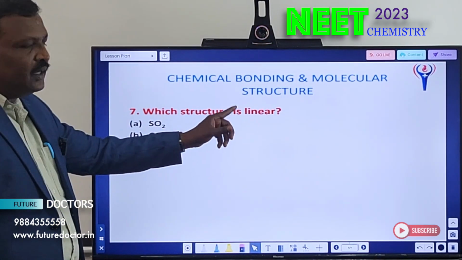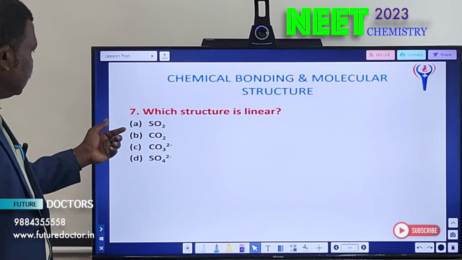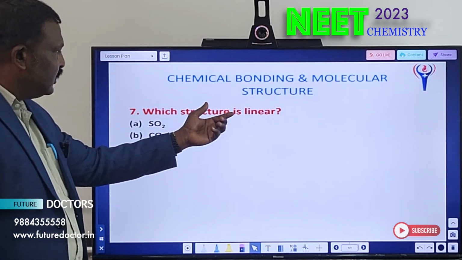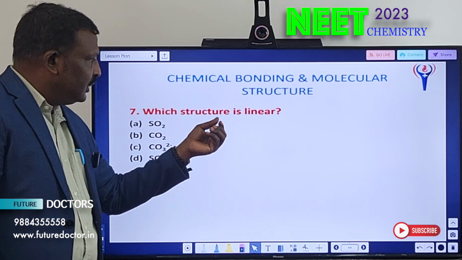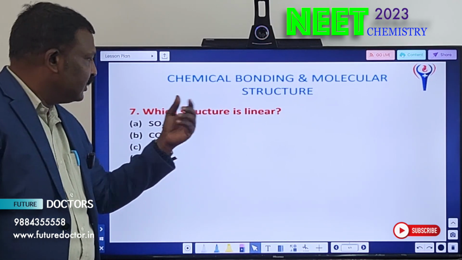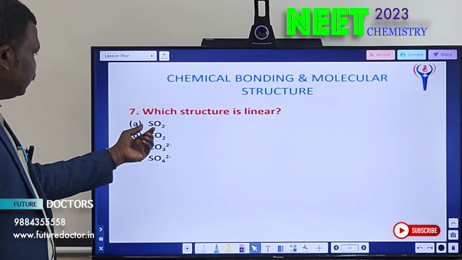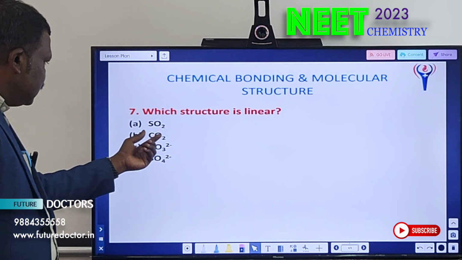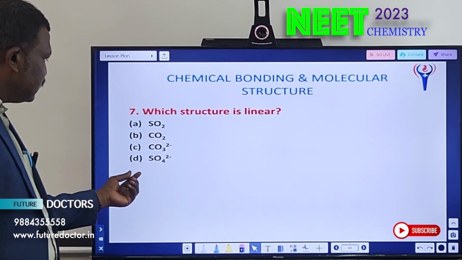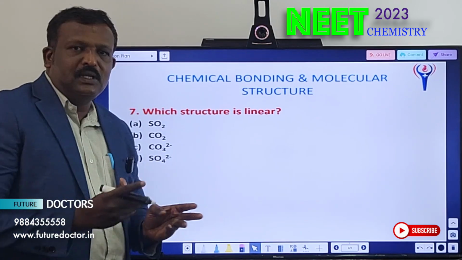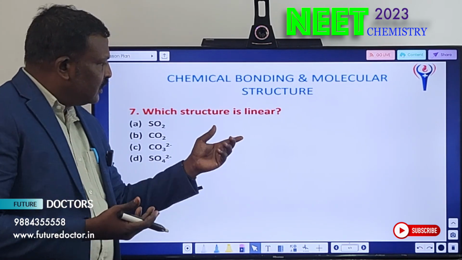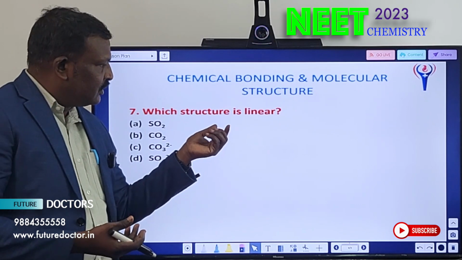Which structure is linear? That's the question. Understood? So linear angle means 180 degrees. So from the hybridization only we can find out linear, triangular. Okay, right. Option A SO2, option B CO2, option C CO3 2 minus, option D SO4 2 minus. Okay, so mostly based on hybridization, based on the molecular orbital theory.